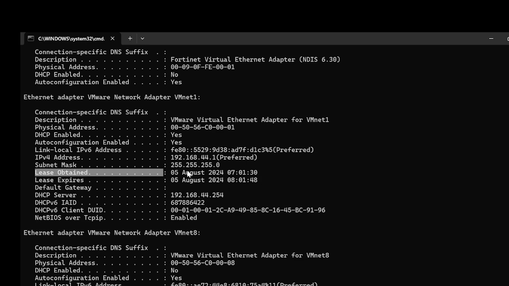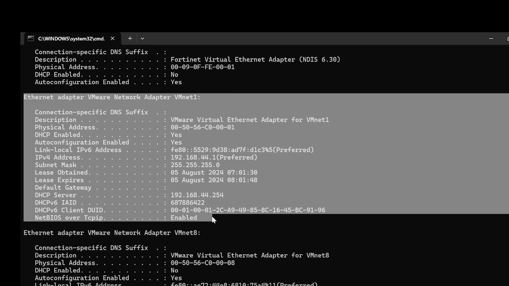And what is the lease expiry? You see here, it is today only, it seems, 5th August 2024, 8 o'clock. For 1 hour it has got the lease. And it will also tell you if it is a DHCP server. See, this is a DHCP server. If you want to know which DHCP server is giving the IP address for your computer, you can see that if you put the ipconfig space /all command, that will give all this information, all the network-related information.